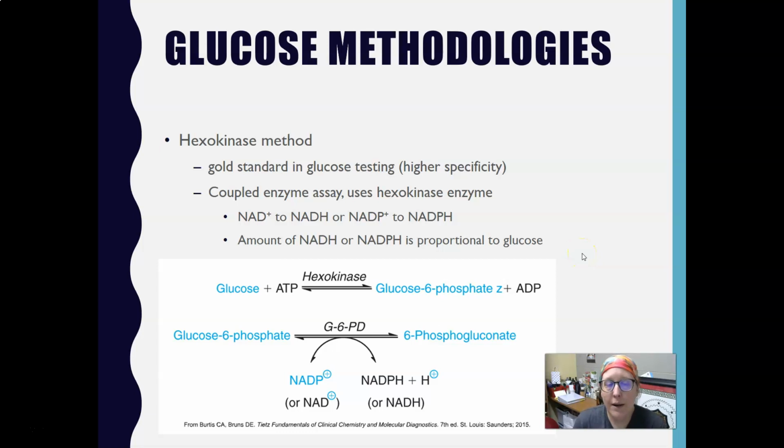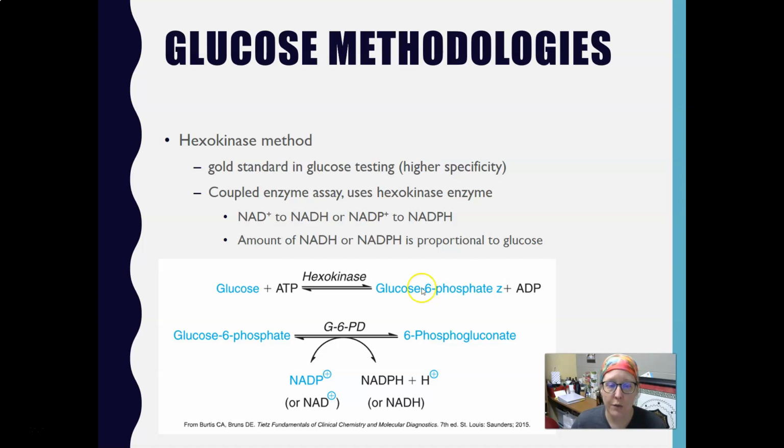Okay, so the hexokinase method is the first methodology we're going to look at. It's considered a gold standard in glucose testing, and what that means is that it's the method against which all other methods are compared. It has the highest specificity to glucose. It's basically the most accurate. It's also more expensive. It is a coupled enzyme assay, and it uses a hexokinase enzyme. That's why it's called the hexokinase method.